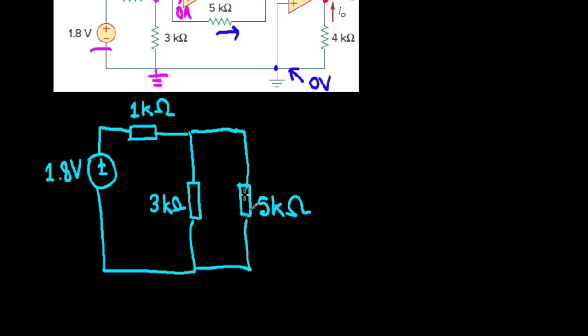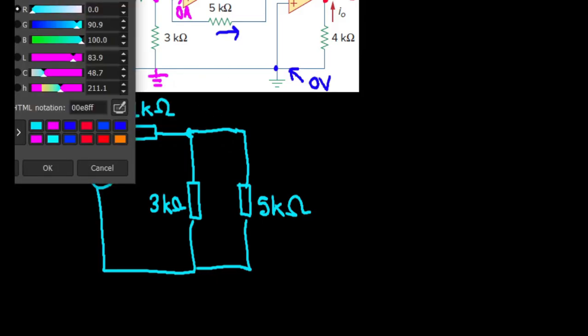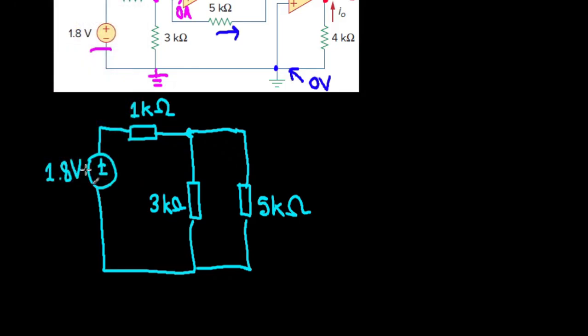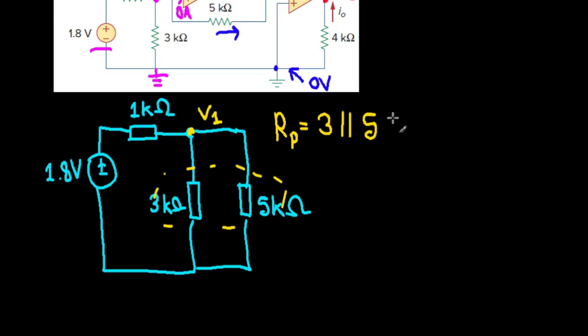And basically what we need to find is this V1 right here. I'll change color, yellow would be good. So what we need to find is this V1 right here. We could just use our potential divider and parallel resistance formula. First thing, what's the equivalent resistance here? Let's call that R sub P: 3 kilo-ohms in parallel with 5 kilo-ohms.